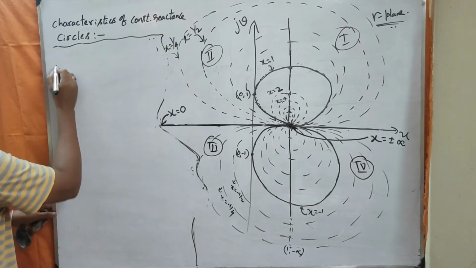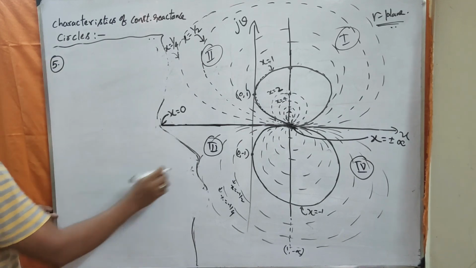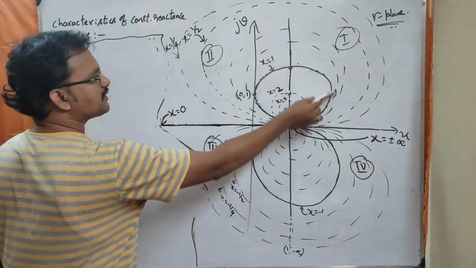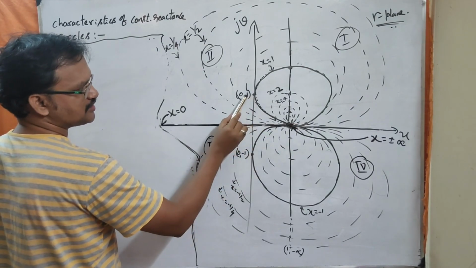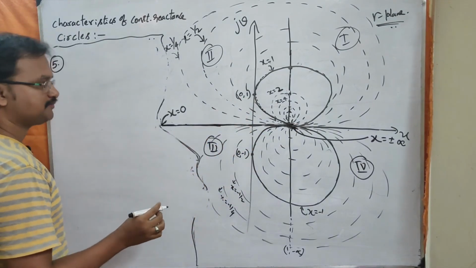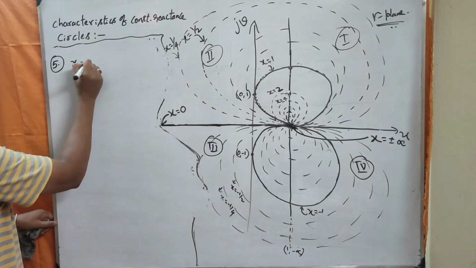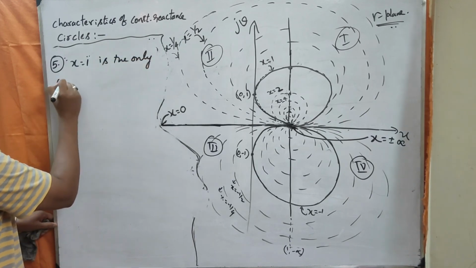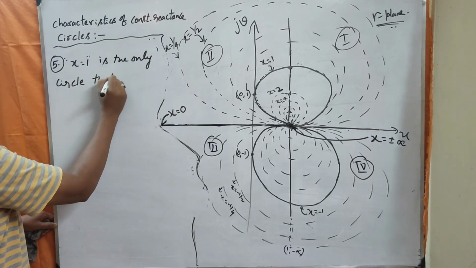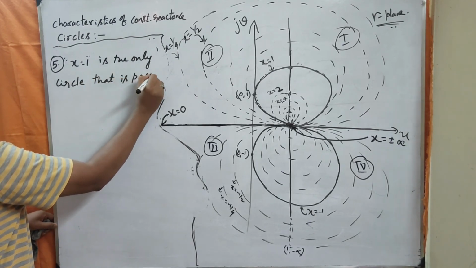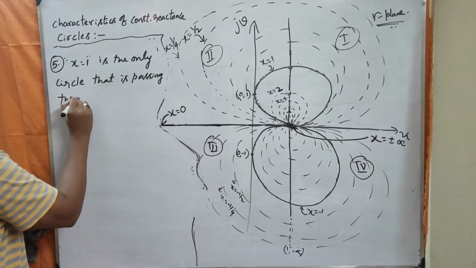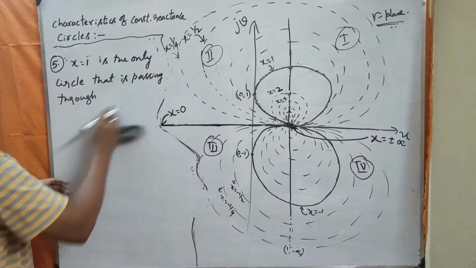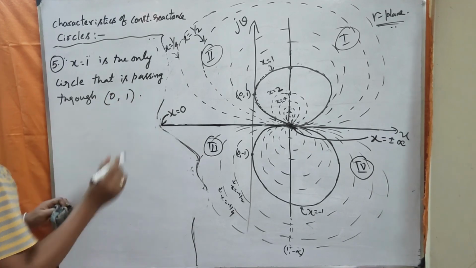Understood? Okay, so this is the 4th point. Next we'll write the 5th point. Now we'll write x is equal to 1 here. See, x is equal to 1 is the only circle that is passing through 0 comma 1. So I can write here: x is equal to 1 is the only circle that is passing through 0 comma 1.